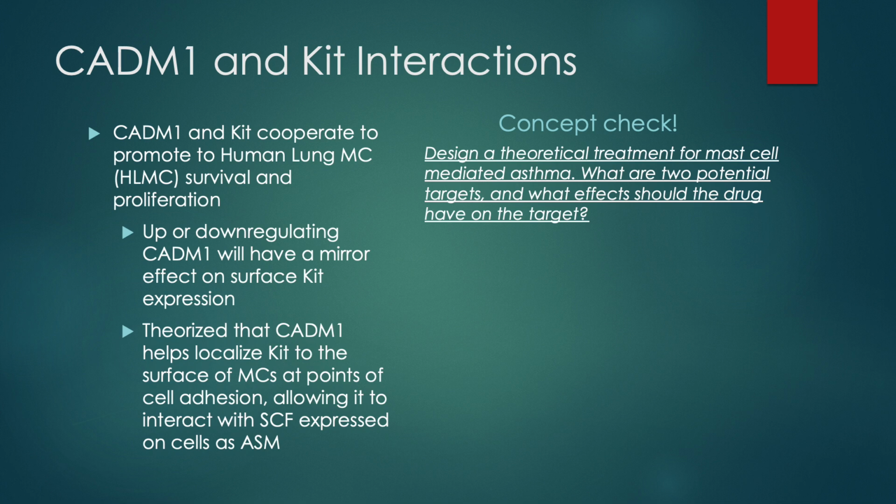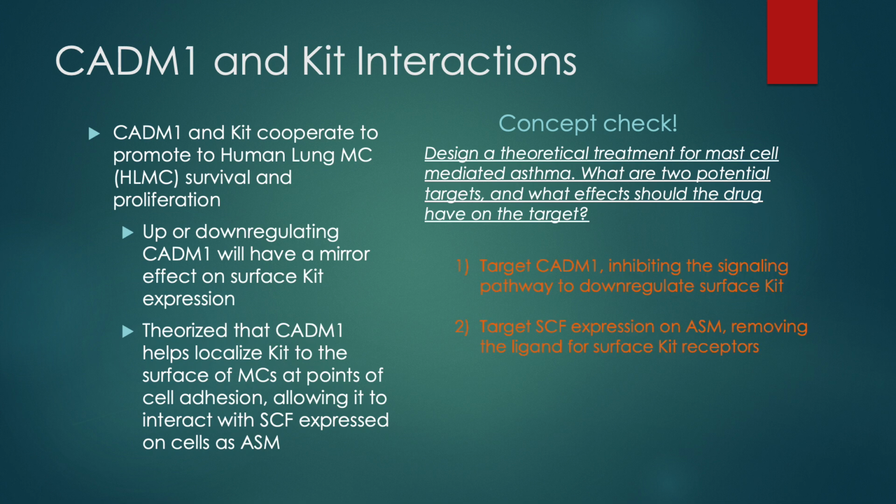You can read this over and think for yourself, but based on what you know here, could you design some treatments for mast cell mediated asthma? Just hypothetically, what would you target? What direction would you want that targeting to go? And yeah, the answers are here if you want to pause. This is what I came up with, but I'm sure there's more than one way to go about it.